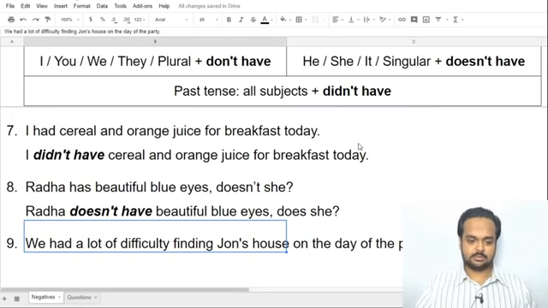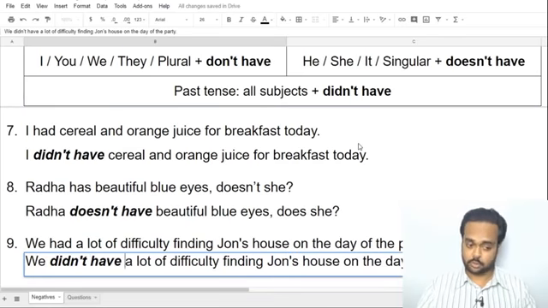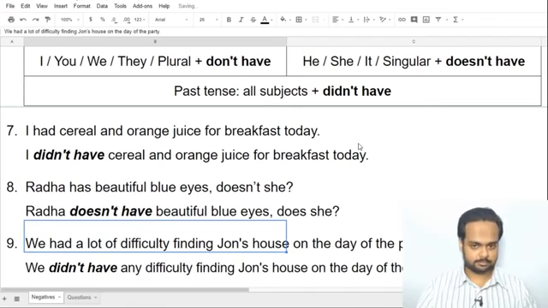We had a lot of difficulty finding John's house on the day of the party. We didn't have a lot of difficulty, or you could actually also say we didn't have any difficulty finding John's house on the day of the party. That's also correct.